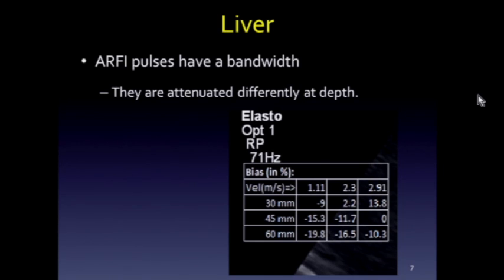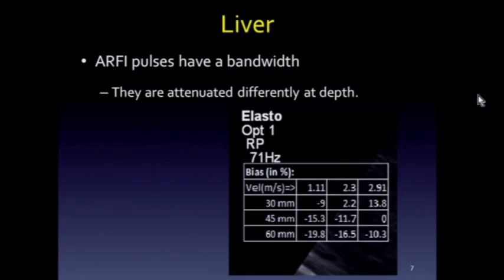Again, the RF pulses have a bandwidth, and they're attenuated differently at different depths. So depending on the vendor's range of the bandwidth of the pulses, that changes as we go through depth, because the higher frequencies are going to attenuate faster. And the shear wave speed is a function of the frequency.